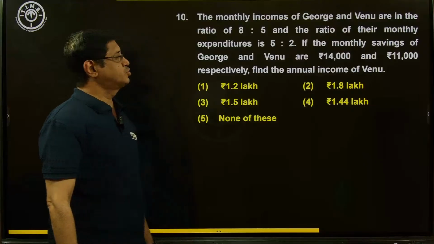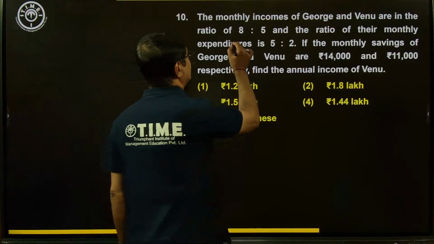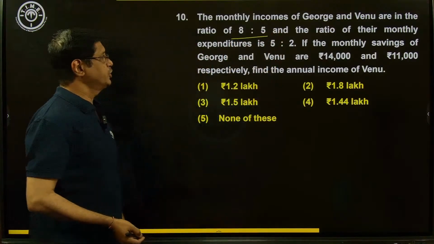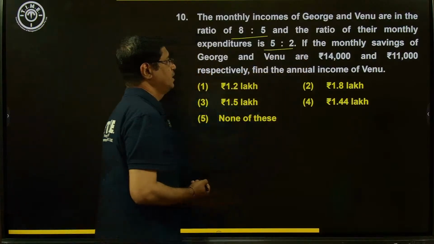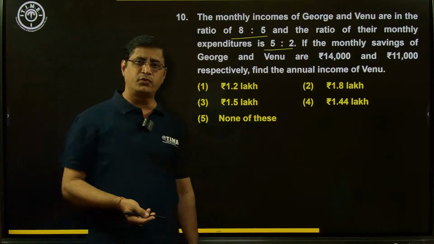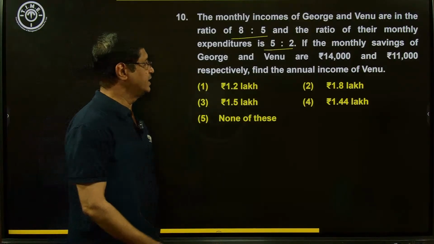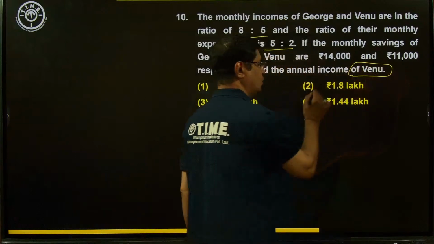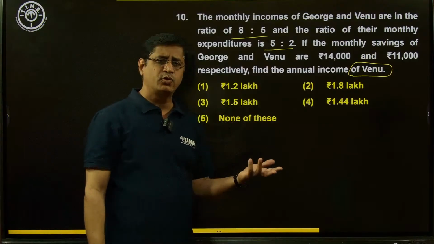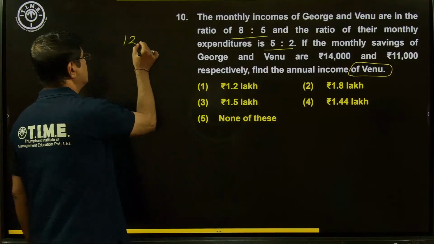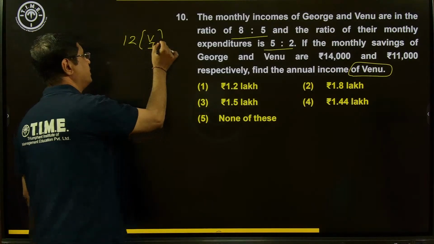The monthly incomes of George and Venu are in the ratio of 8:5. Incomes ratio. The ratio of their monthly expenditures is 5:2. If the monthly savings of George and Venu are rupees 14,000 and rupees 11,000 respectively, find the annual income of Venu. Venu's annual income to be found. Multiply the monthly income by 12. So 12 times the income of Venu. Okay, this we need to find out.